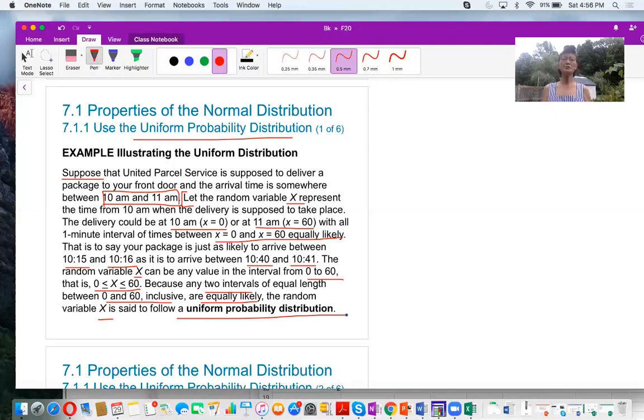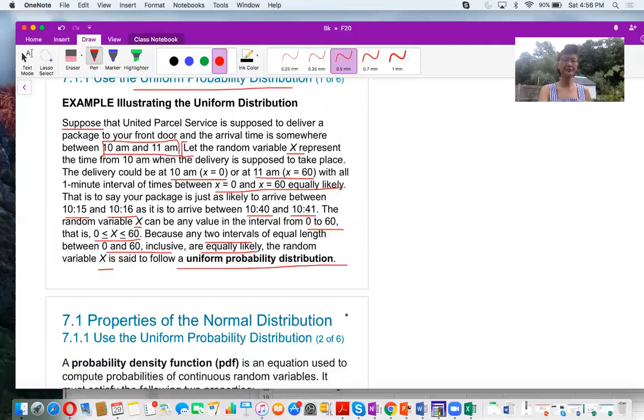So uniform probability distribution means whatever x is, the probability of x is the same. Even if you have different x, the probability of those different x are the same. That is the uniform probability distribution.